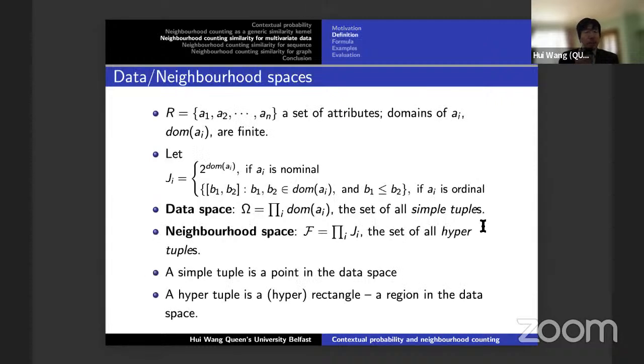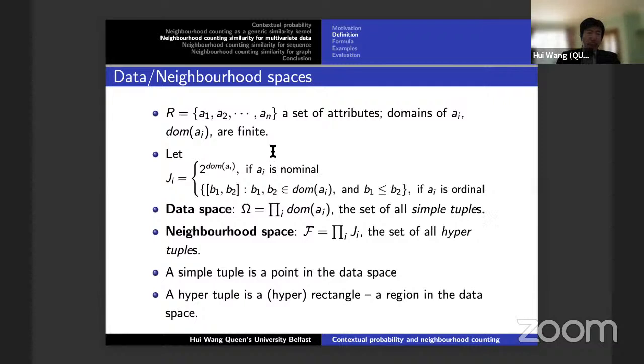Okay, and to specialize the NCS for a type of data, we need to do a number of things. The first one is we need to define the data space, and the second one is we need to define the neighborhood space. And then the third one is we need to interpret what it is. We need to know what it is we are defining.